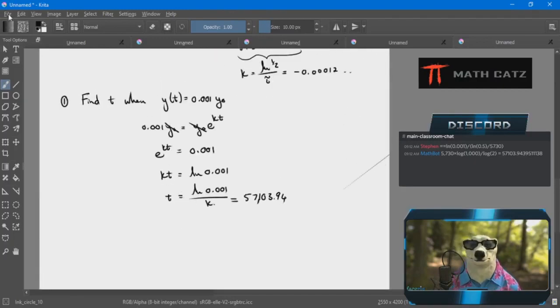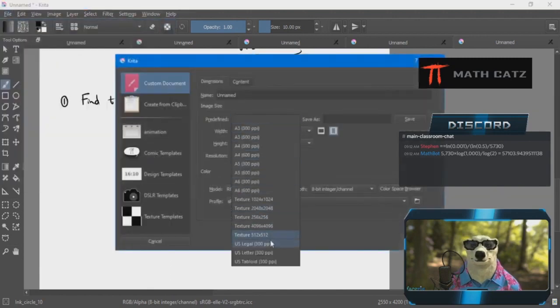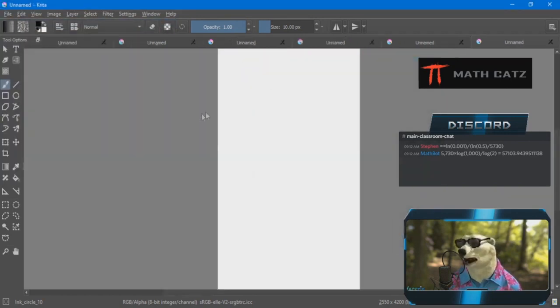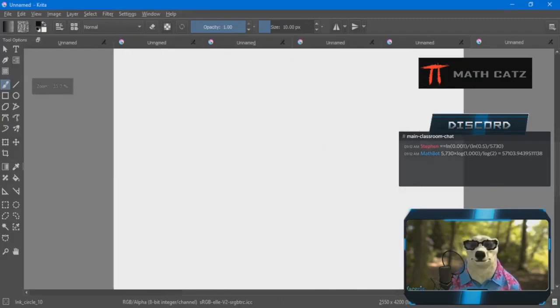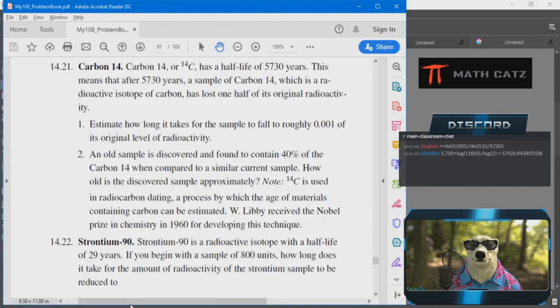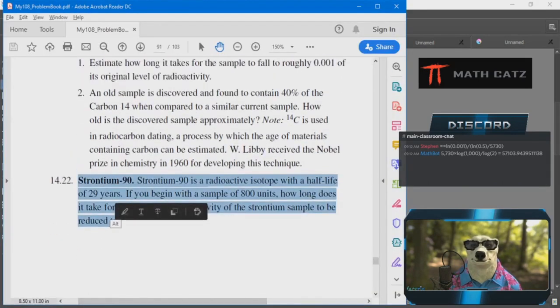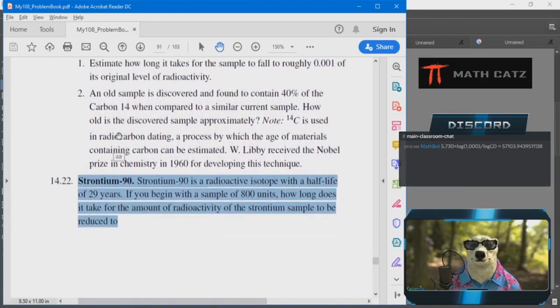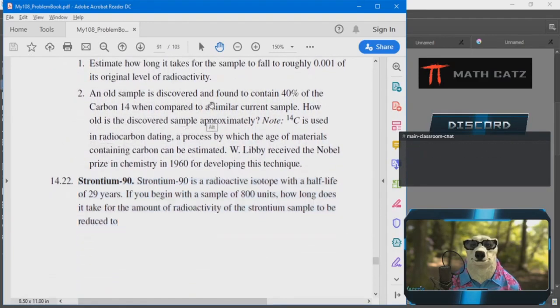Let's make a new page for this last bit. And again, just trying to squeeze everything in so there are no surprises really for the kinds of questions. Let us see. Where's the question? Okay, so here we go. And oopsie, let me just go back. There we go. Number 2. An old sample is discovered and found to contain 40% of the carbon-14 when compared to a similar current sample. How old is the discovered sample approximately?